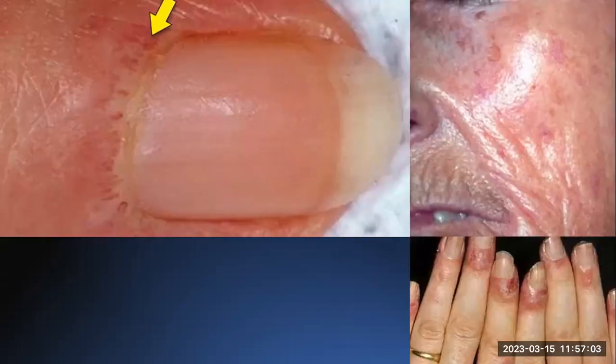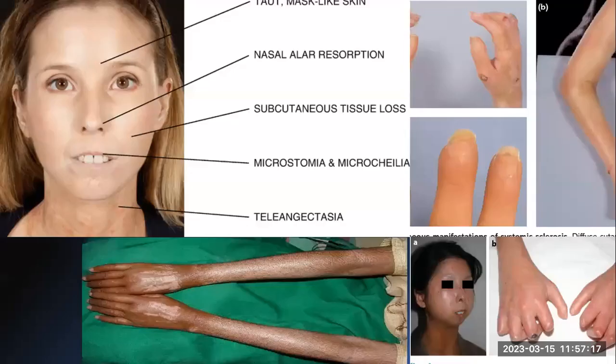So a nail fold capillaroscopy is used for diagnostic purposes as well. So you can see periungual capillary loop dilatation on your right, and then multiple telangiectasias on the left. And then in advanced cases, you can see taut mask-like faces with nasal alar resorption, and there is loss of subcutaneous fat leading to tight, taut skin, microstomia, perioral puckering, and then telangiectasia. And then the lower picture shows speckled leukoderma of hands. And then, as I already mentioned, the changes that happen in fingers.